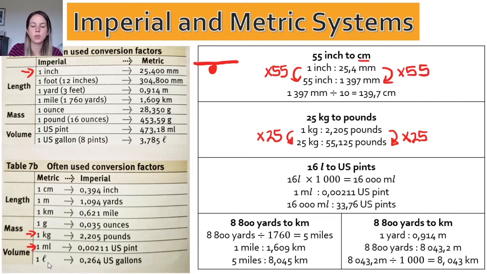Now I'm going to look for this conversion factor. 1 milliliter is to 0.00211 US pints. And I write that down. I want to convert the 1 to 16,000. So I'm going to multiply it with 16,000. But what I do on one side, I have to do on the other side. And if I multiply 0.00211 with 16,000, I get 33.76 US pints.